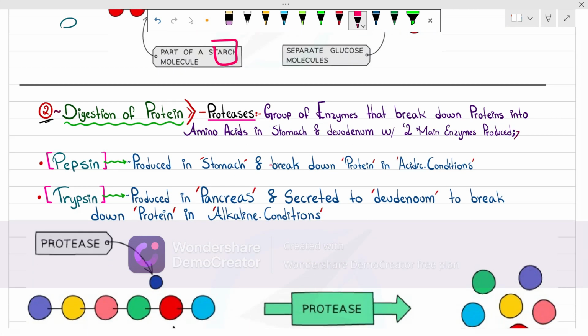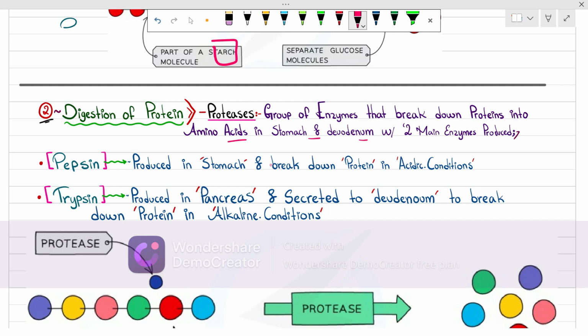The next is the digestion of proteins. For the digestion of proteins, we have proteases. This is a group of enzymes that break down proteins into amino acids in the stomach and duodenum. So, protease is a group of enzymes that breaks down proteins into smaller groups. The basic unit of protein is amino acids. There are two main enzymes produced: pepsin and trypsin.